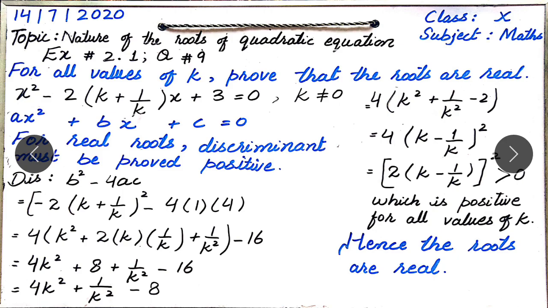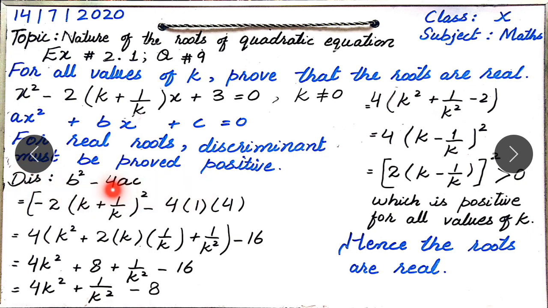Question number 9 is that for all values of k, prove that the roots are real. We have to prove here that the roots are what? Real. And we know that the roots will be real when the discriminant is greater than 0. If the discriminant is less than 0, meaning it is negative, the roots will be imaginary. So we have to prove the discriminant is greater than 0, or positive.